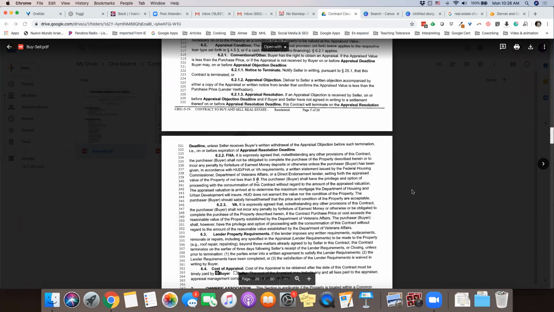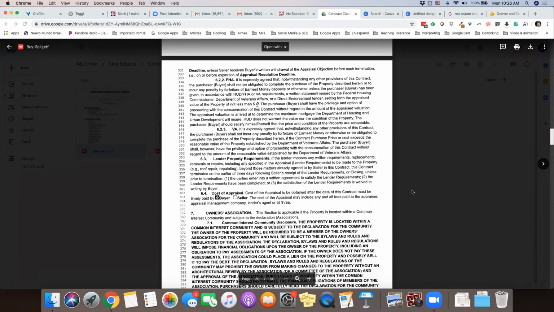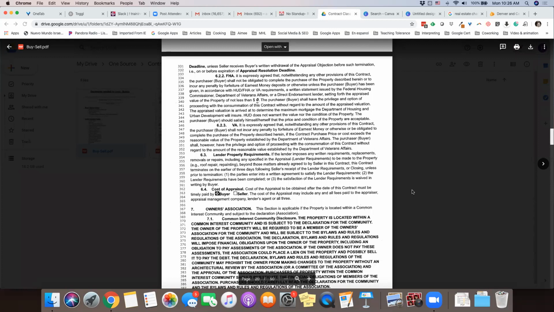6.2.2, where you see the 0, that is where you put the number that you have on paragraph 4. So it's $350 in there. If it's an FHA loan, $350. If you get a counter, make sure this paragraph has been countered also. The appraisers look at this. If it's an FHA loan, they look at this paragraph.